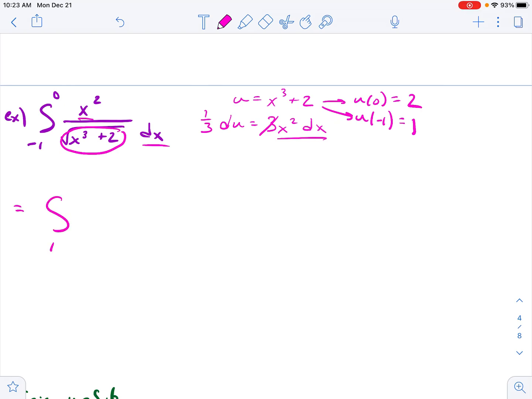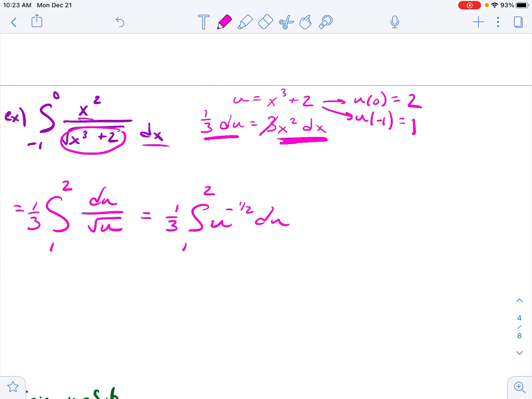So let's see, this becomes the integral from 1 to 2 now. I have u in the denominator under a radical. x squared dx was 1/3 du. So I'm going to take a moment to rewrite this as u to the -1/2. And now we're good to go. So keep the third. When I integrate the -1/2 power, I get back +1/2 over a half, or times 2. And now we're evaluating in terms of u from 1 to 2.